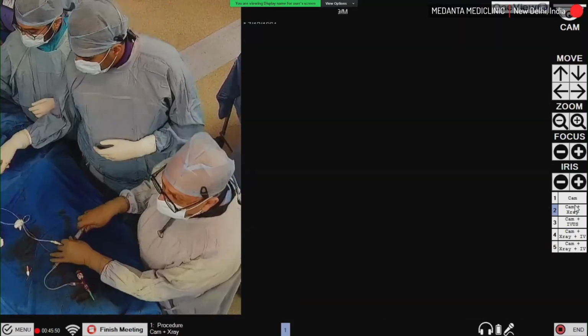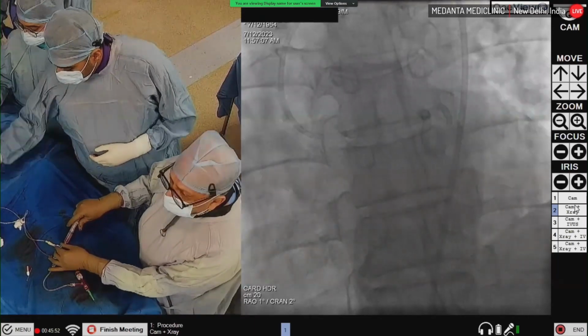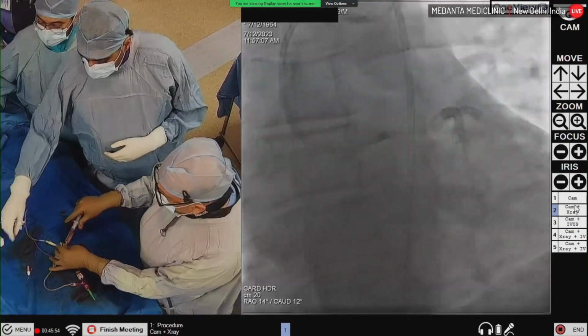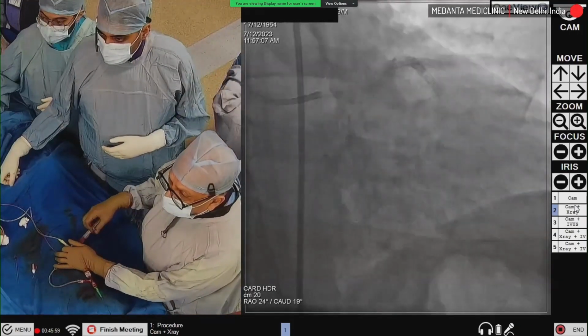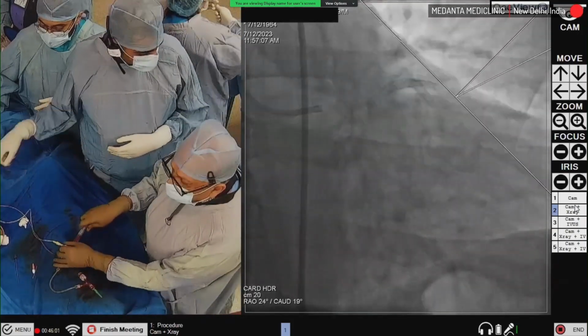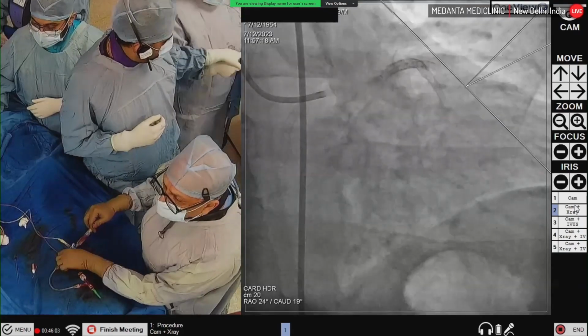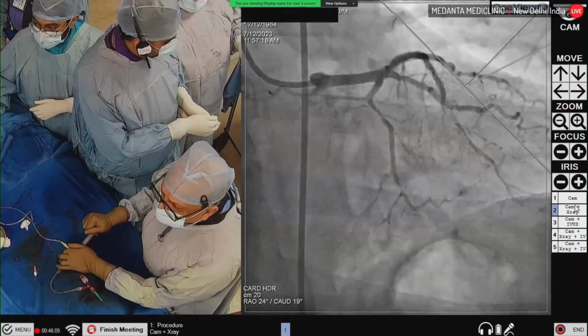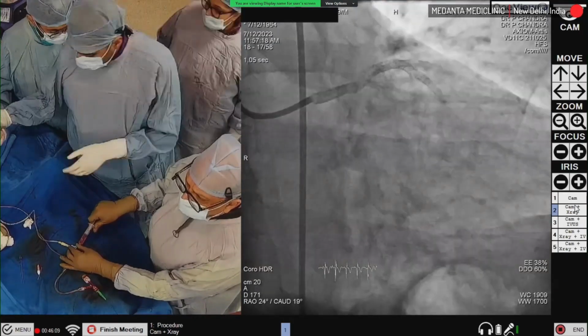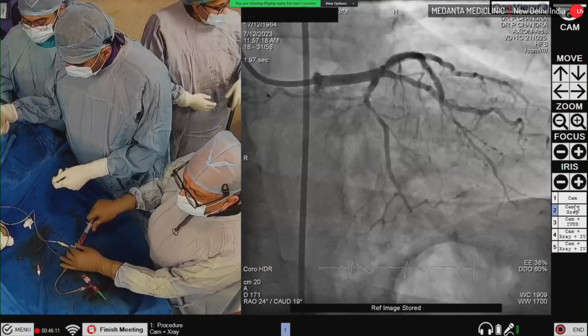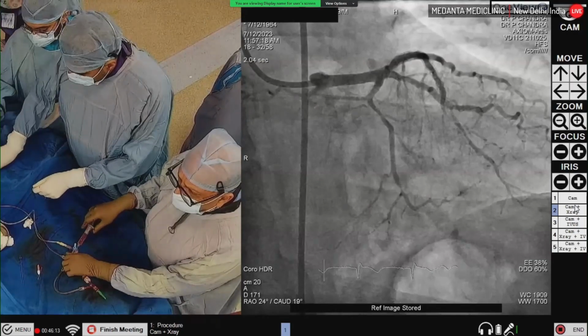Come to the RAO caudal position. Okay, so I'm going to take a shot for the left artery. So the stent is flowing nicely, but just distal to the stent, there is a disease which you can see.